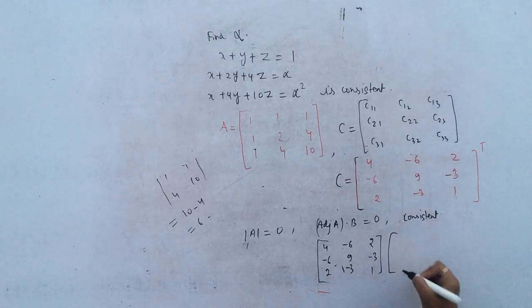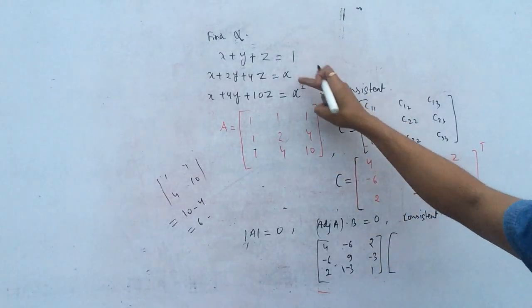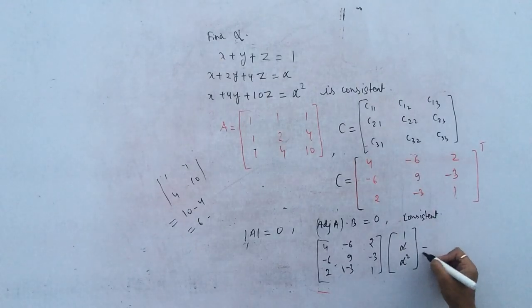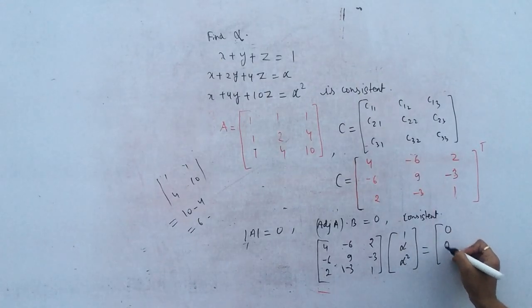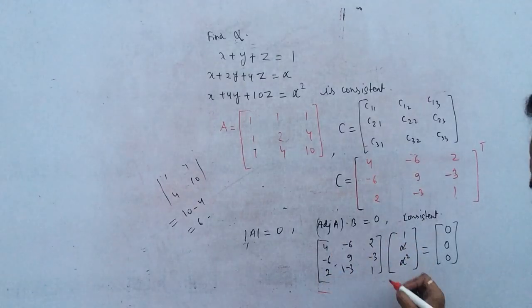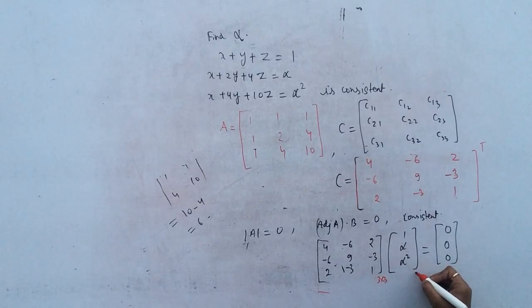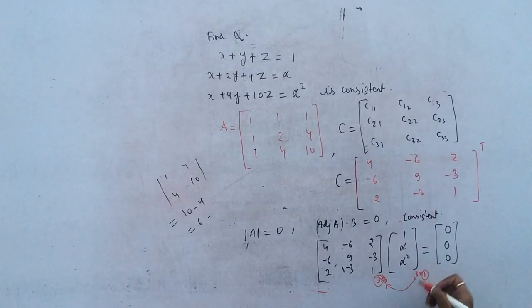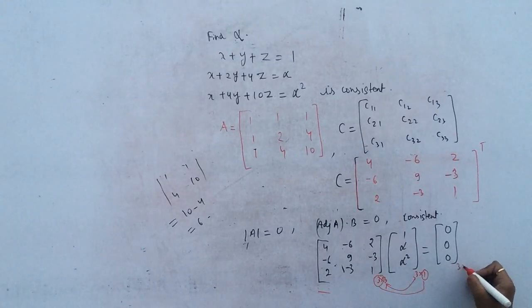Okay, all right. What is B? B is the constant matrix with entries 1, alpha and alpha square, equal to the matrix 0, 0, 0. So solve here by multiplying this by the alpha matrix. Here is a 3 cross 3 matrix and a 3 cross 1 matrix. So the order of the result is 3 cross 1.